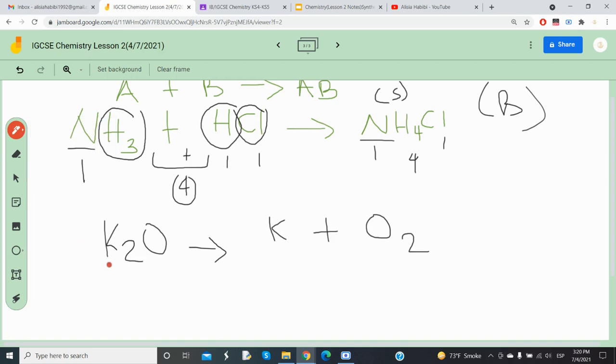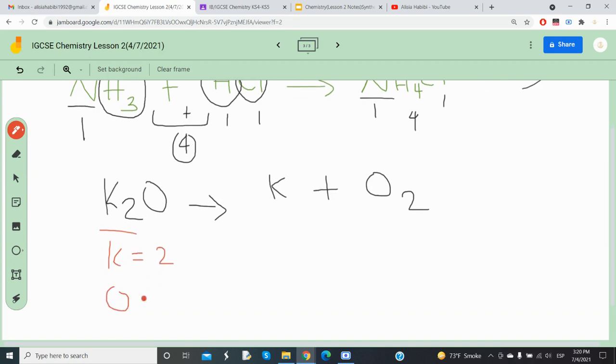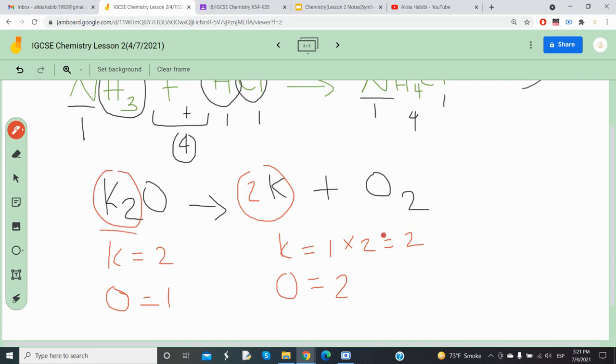So what we see is for potassium oxide, there are 2 atoms of potassium on the reactant side, and there is 1 atom of oxygen on the reactant side as well. So if we look at the product side, we can see that there's only 1 atom of potassium, and there are 2 atoms of oxygen. So it's definitely not balanced. So that means we need to start by at least balancing the potassium on the product side. So if we put 2 in front of potassium, that will be 1 times 2. So now potassium has 2 atoms, so it's balanced. So 2 atoms of potassium on the reactant side, and 2 atoms of potassium on the product side.